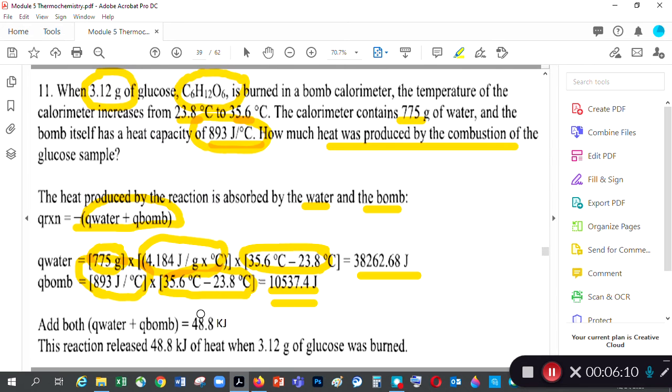You add them up, because it's asked how much heat was produced. We can add them up in joules, or in kilojoules, 48.8 kilojoules, when 3.12 grams of glucose was burned. Another example.